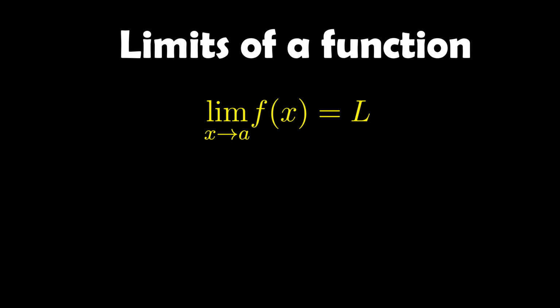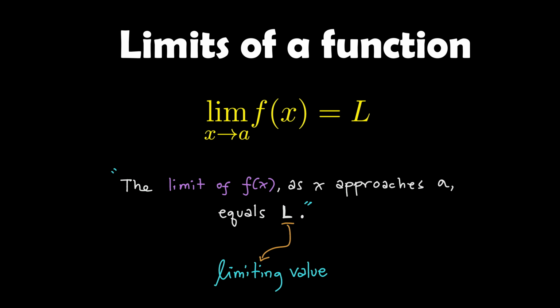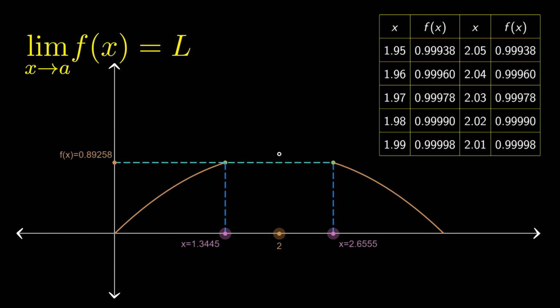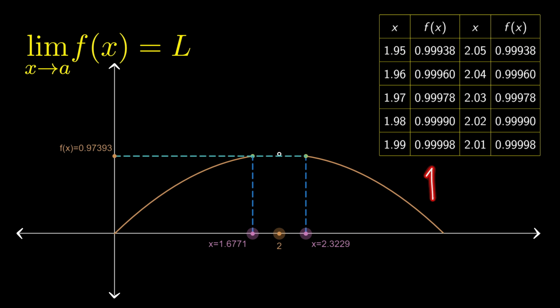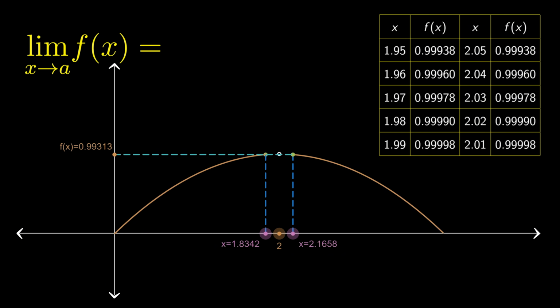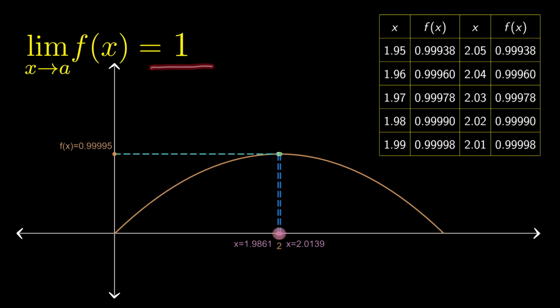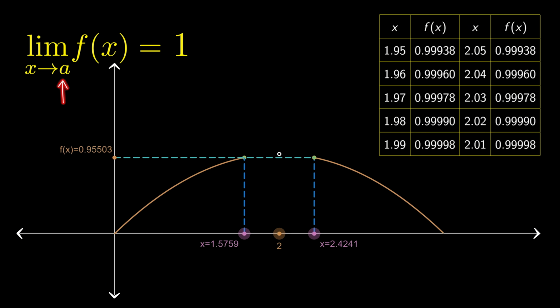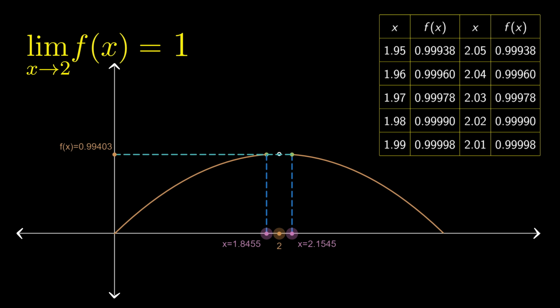This reads as the limit of f of x as x approaches a equals L, where L here is described as the limiting value of your function, or simply call this one limit. Now, if we try to look at our previous example, the data shows that the limiting value of your function L is equal to 1 as x approaches this value of a, which is 2.